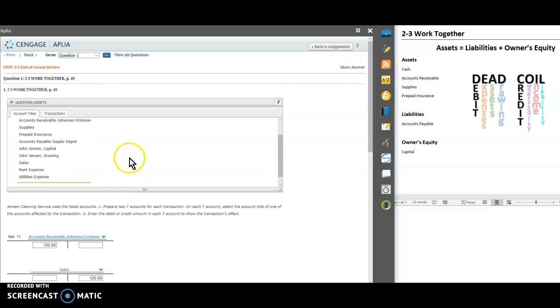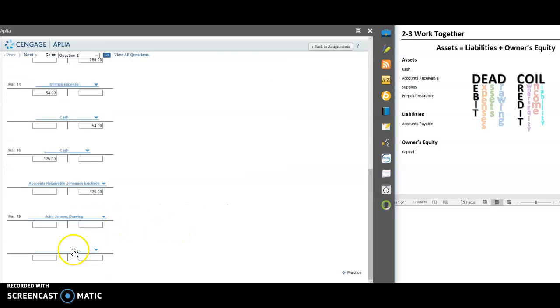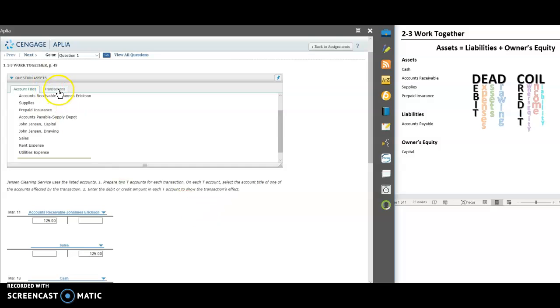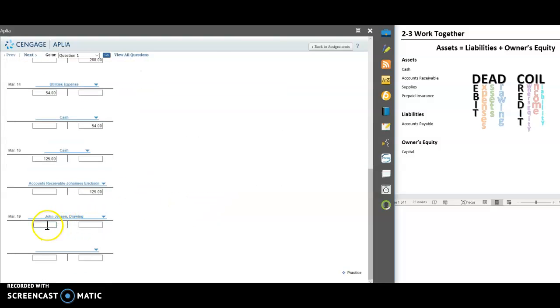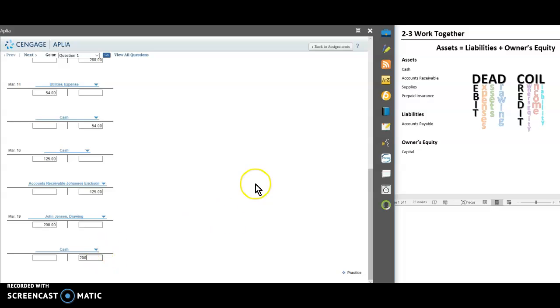And if you go look at your account titles, you're going to have the owner's name here, and he has two accounts. He has a capital account and a drawing account. When he puts money into the business, that's capital. When he takes money out of the business, a withdrawal, that's the drawing account. So we are going to debit our drawing account for, how much was it? $200. And we are going to credit cash because we paid cash to the owner. Paid cash to owner for a withdrawal. Okay, and that's it.